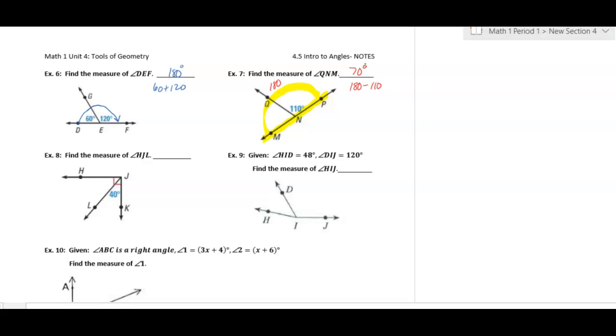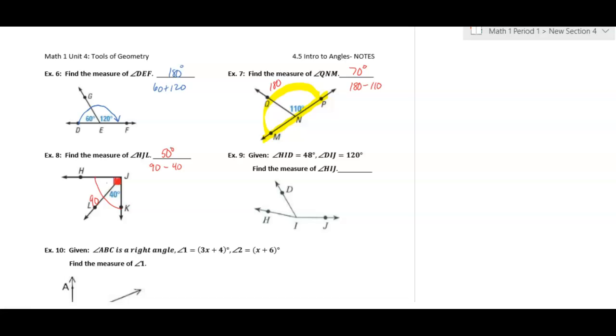Okay. Now, down here, example 8. What does this box tell us? This box tells us that that's a right angle, meaning this whole angle is 90 degrees. So we know what plus 40 would equal 90, or just do the big angle minus the little angle, and you would get 50 degrees.